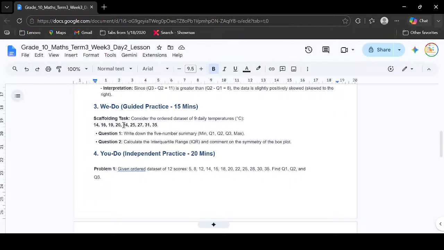Then we have 20, it's getting hotter. We have 24. We have 25 degrees Celsius. It's still not that hot, but it's hot. Then we have 27.